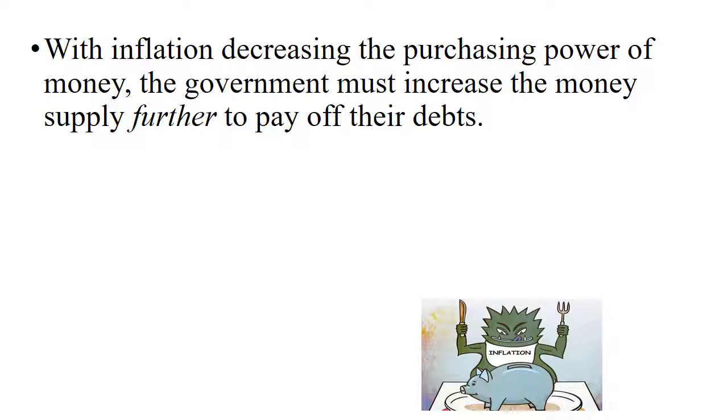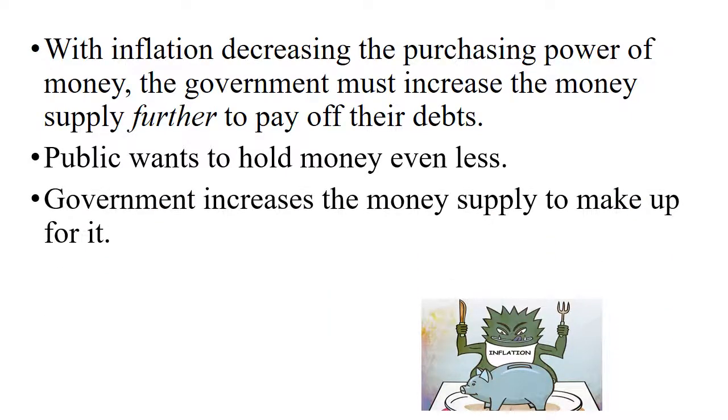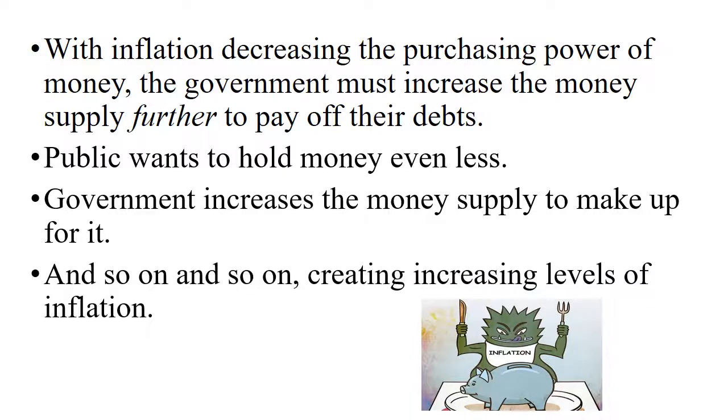So the decrease in purchasing power means government has to print even more money, which of course makes the public even more uncomfortable using their currency because they know their money is worth even less, which decreases the purchasing power further, so the government has to print even more money, and so on and so on and so on. And that's our inflationary spiral.